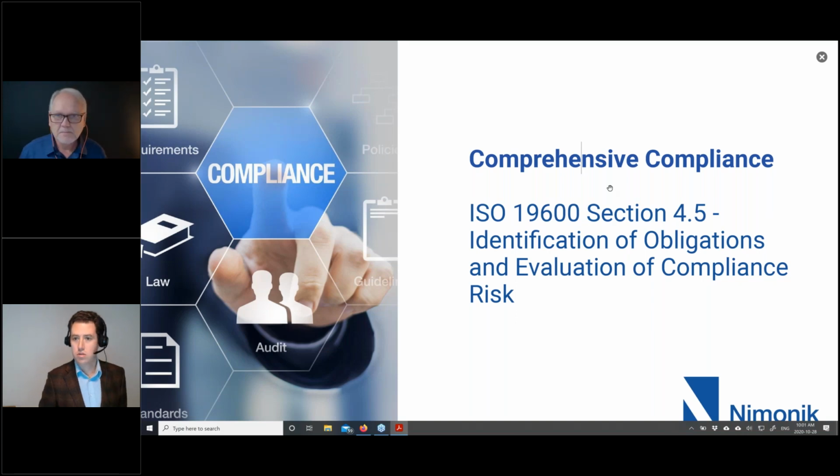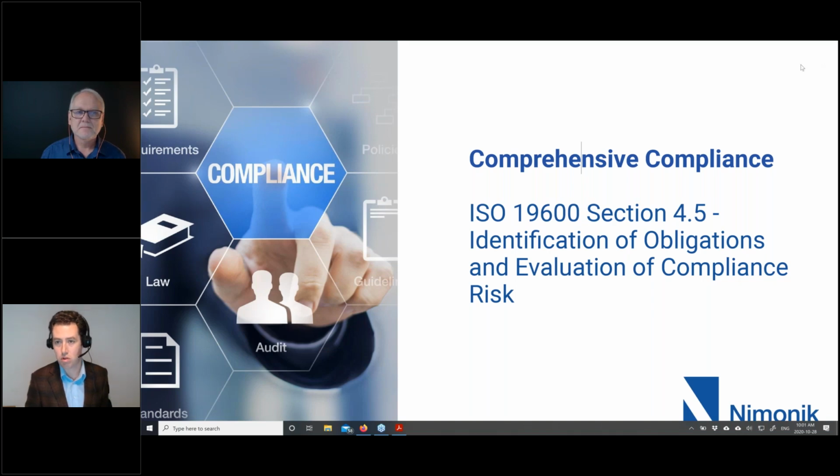Okay, great. So let's get started. Today we're here to discuss section 4.5 and a couple other sections, to be honest, about ISO 19600. So primarily focusing today on the identification of obligations and the evaluation of compliance risk. I think this is really an important topic. It definitely will help your organization get ahead of problems before they occur and come into compliance with ISO.